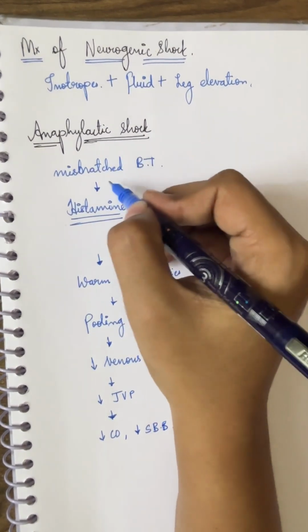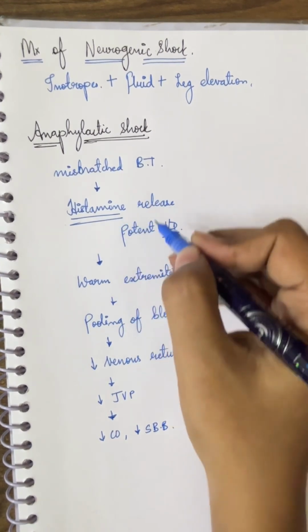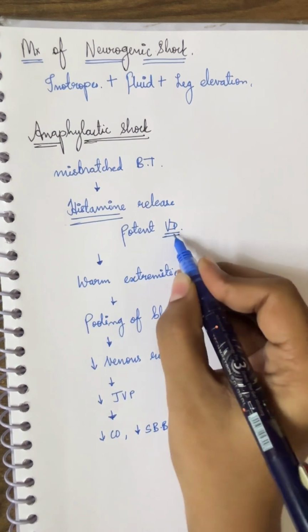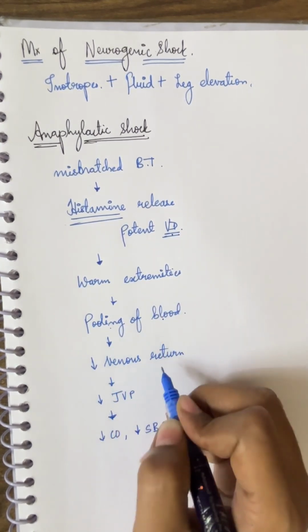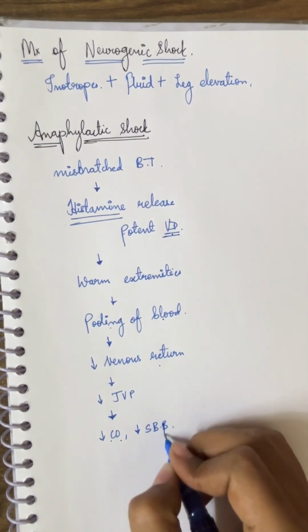So in anaphylactic shock, mismatched blood transfusion will cause histamine release. Histamines are potent vasodilators that will lead to warm extremities because of vasodilation. Vasodilation leads to pooling of blood that will lead to decreased venous return, decreased JVP, decreased cardiac output, and decreased systolic blood pressure.